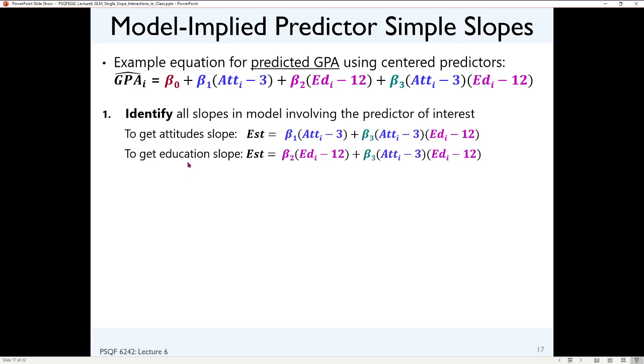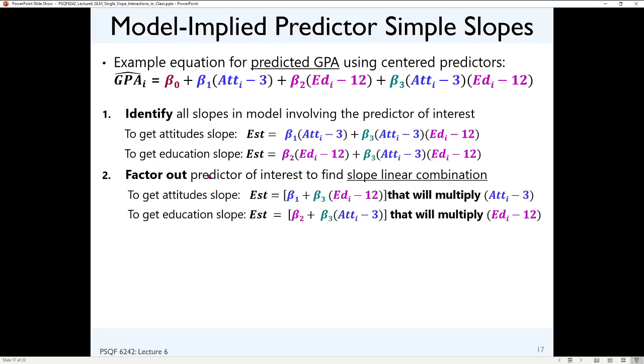Likewise, if we were trying to do the education slope, we would go through this equation and find only the terms that have education. So we would bring down beta 2 times education plus the interaction term. The next step is to factor out the predictor of interest to find the linear combination. If we take, for instance, attitudes out and stick it in back here, then we're left with beta 1 plus the interaction term beta 3 times education.